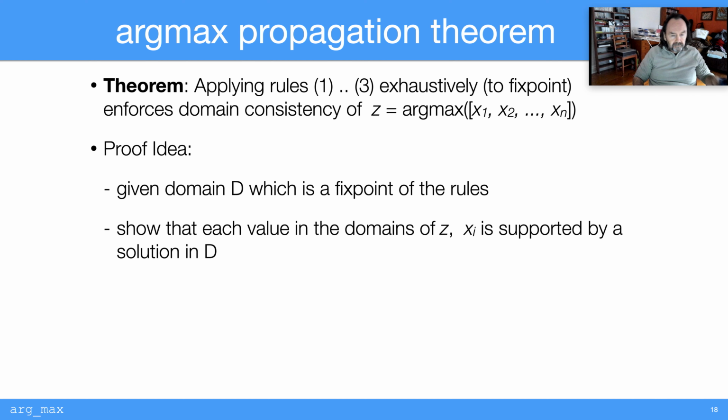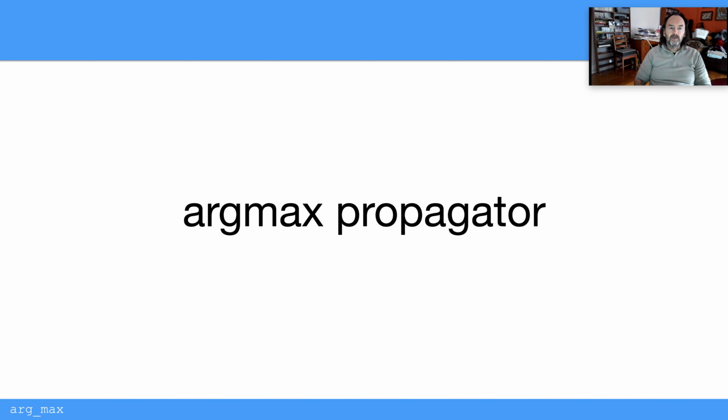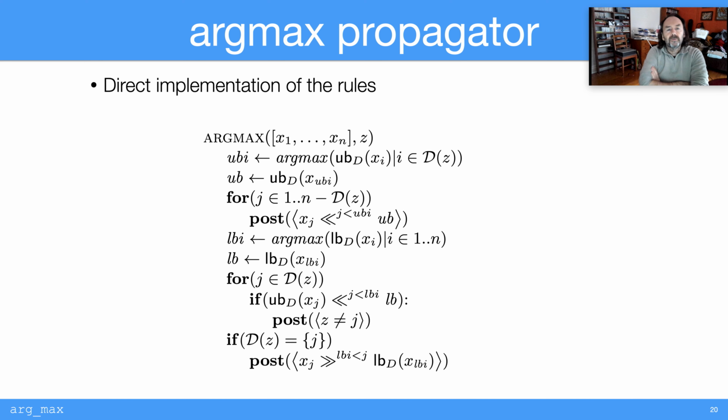We can prove that if you apply these rules exhaustively, that enforces domain consistency. So let's build an argmax propagator. Actually, you can do it fairly straightforwardly by implementing the rules themselves. And indeed, an incremental version of the propagator is also straightforward because each of the rules essentially is an incremental implication. So here, you can see the first 4 lines implement rule 1, the next 5 lines implement rule 2, and the last line implements rule 3.